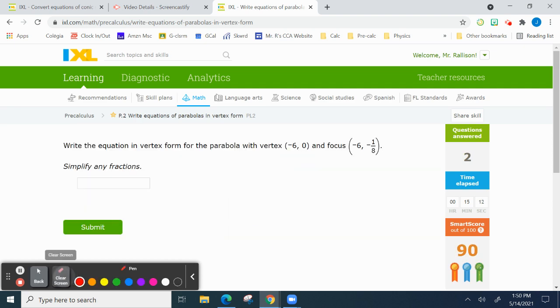Let's see what we got here. Now we're in the challenge level. Okay, well, see, it's all exactly the same. Just draw it out, do the math, and you're going to be good. All right, that's it. Bye.